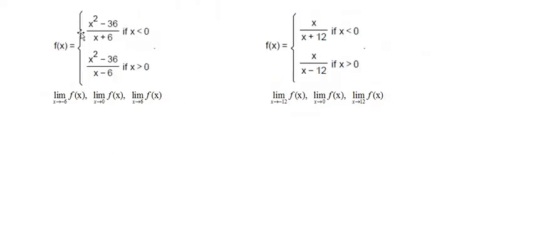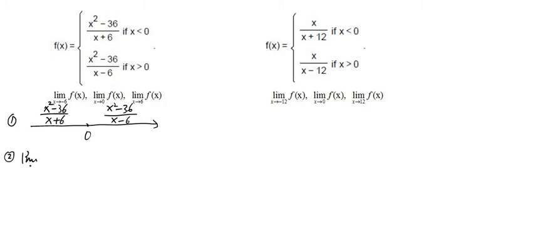Now let's take a look at the third example. We're gonna follow the same strategy. The first step, we draw the x-axis, and we have the breakpoint that is 0. On the left hand side we have the function x squared minus 36 over x plus 6, and on the right hand side we have x squared minus 36 over x minus 6.